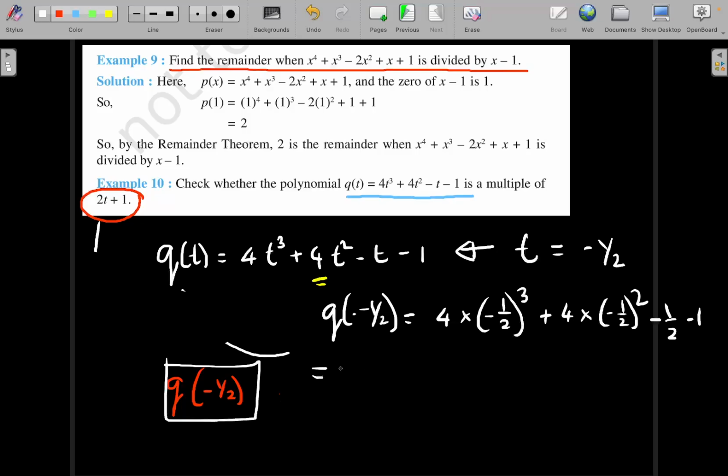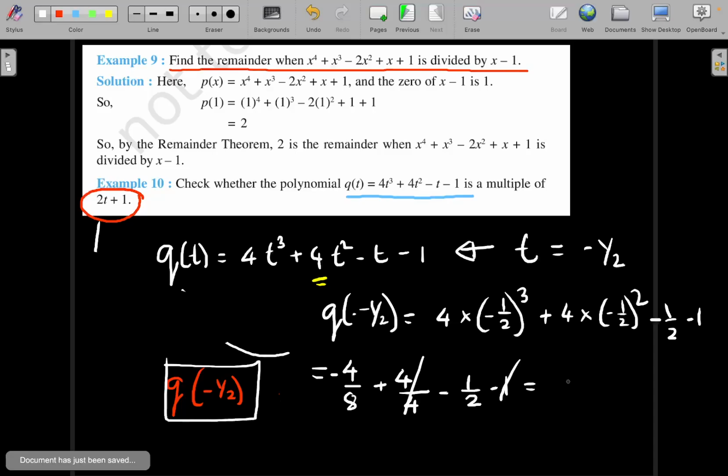So let's simplify this. This is minus 4 upon 8 plus 4 upon 4 minus half minus 1, that is equal to this plus 1 and this minus 1 gets cancelled, and here you have... Okay, I have a mistake again. Yes, good lord, I am making too many mistakes. So this shows that you have to be very careful.